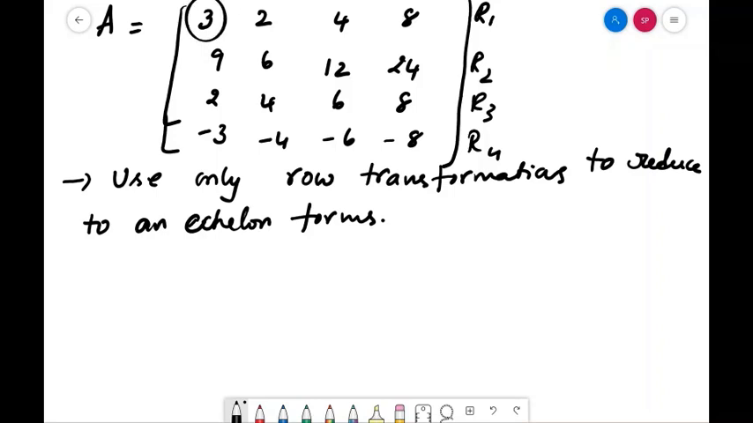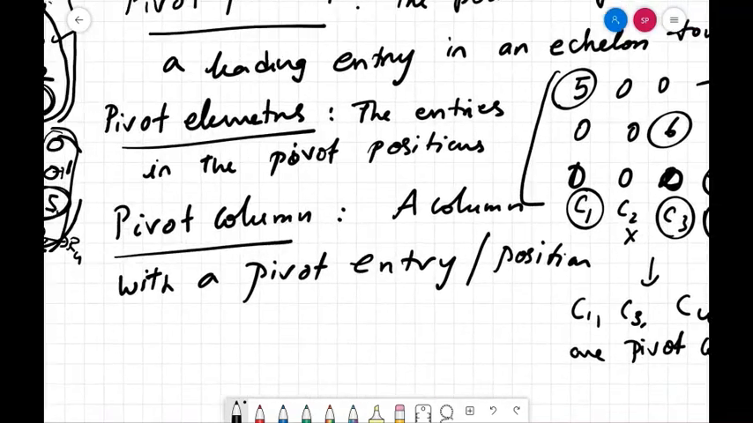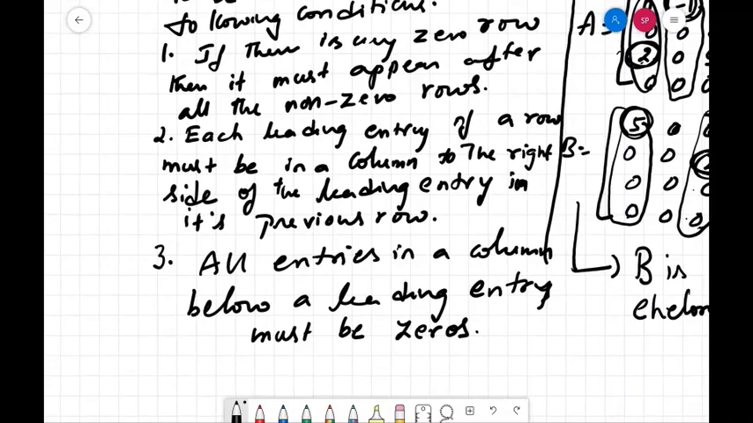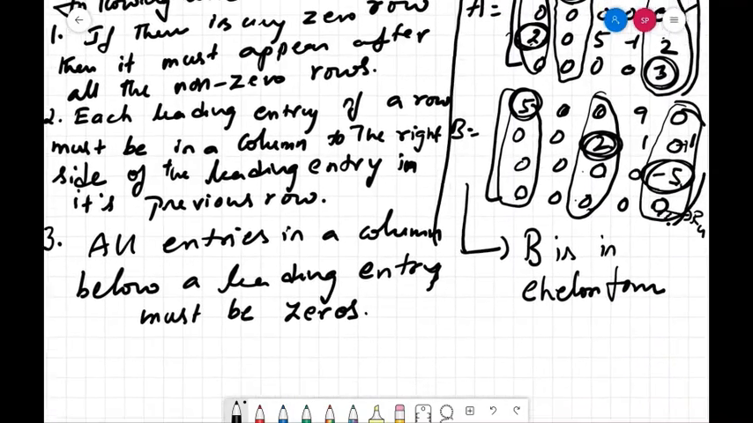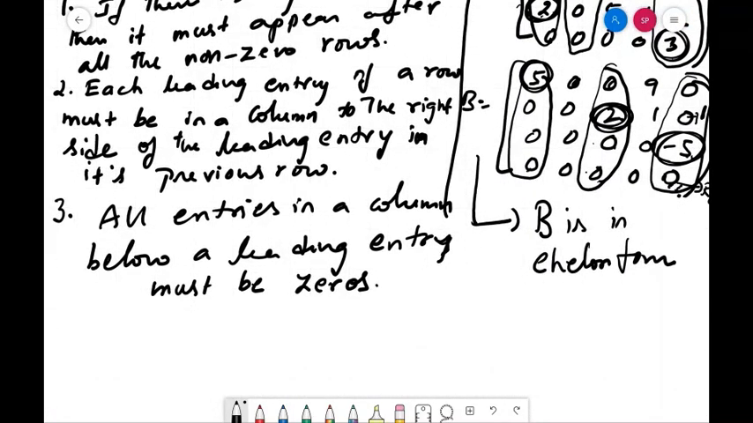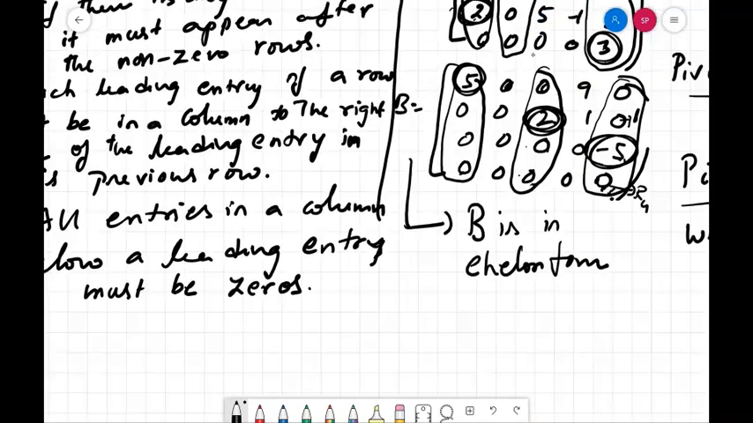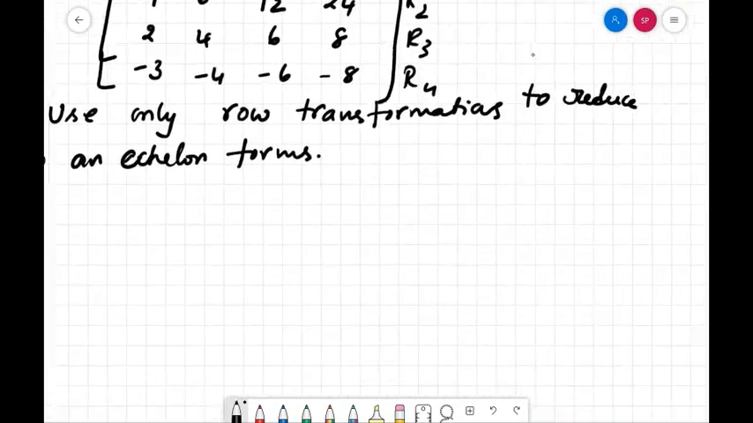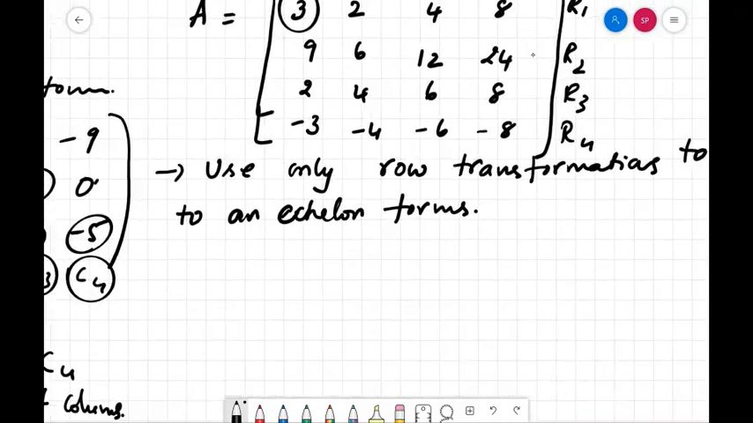There is no condition on that. The first row, first element, if it is a non-zero element in your given matrix, is a leading entry, or you can call it a pivot element. Now, what is the first point in an echelon form? Not the first point, the last point, the third point: all entries in a column below a leading entry must be zeros. So that we have to follow first.